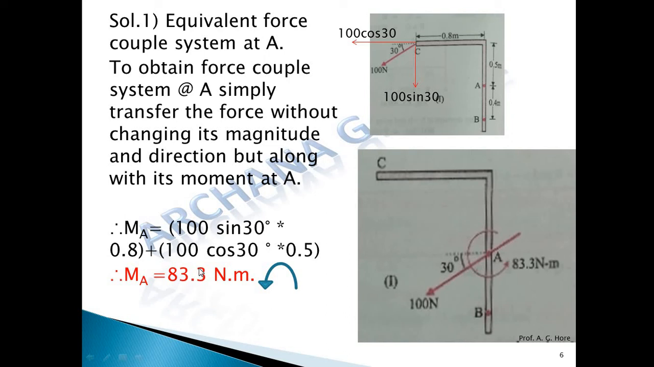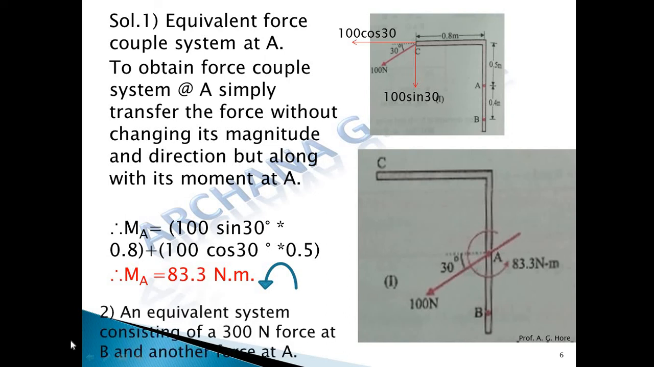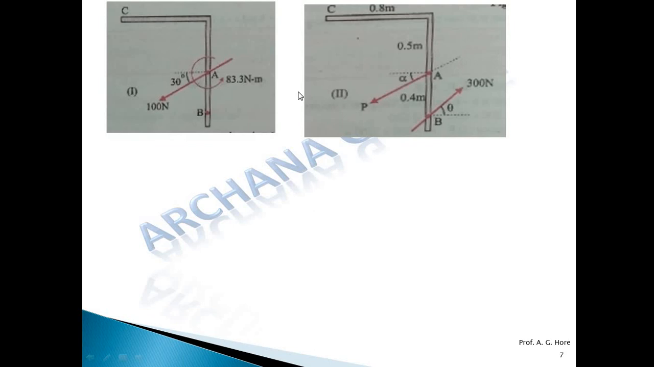Now second sub question, what is asked in that second sub question? An equivalent system consisting of a 300 Newton force at B and another force at A. Means suppose this is the solution number 1, this is the equivalent system, which is equivalent to another system consisting of a 300 Newton force at this B point, and another force at point A. So let's assume that these two systems are equivalent. That is given in the numerical.